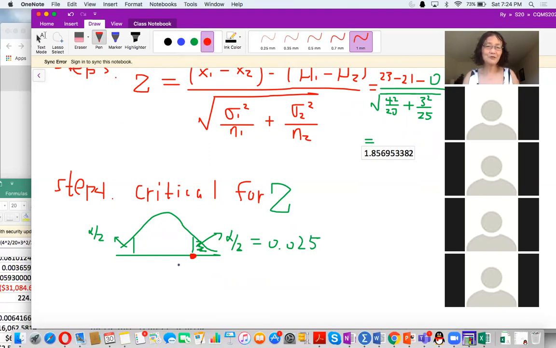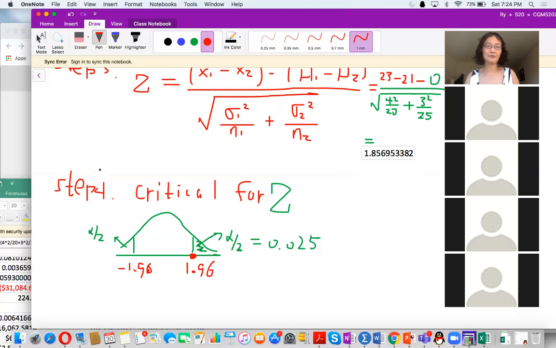Does this number look familiar? Yes. When you have alpha 0.05, the critical values are negative 1.96 and positive 1.96. Okay, so you found this critical value.